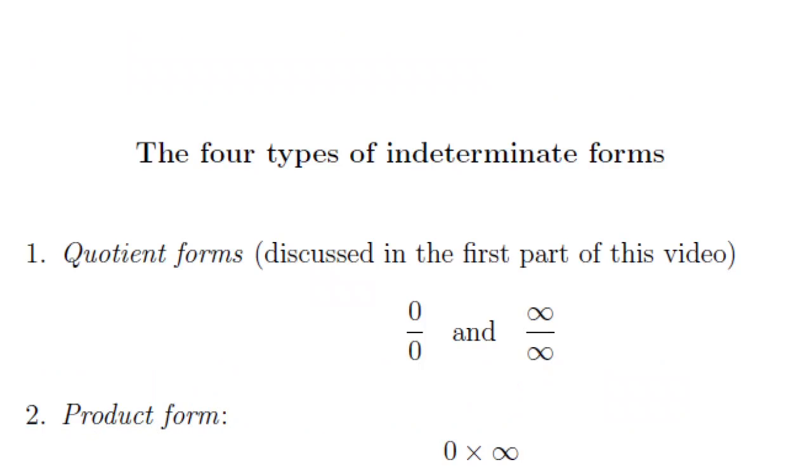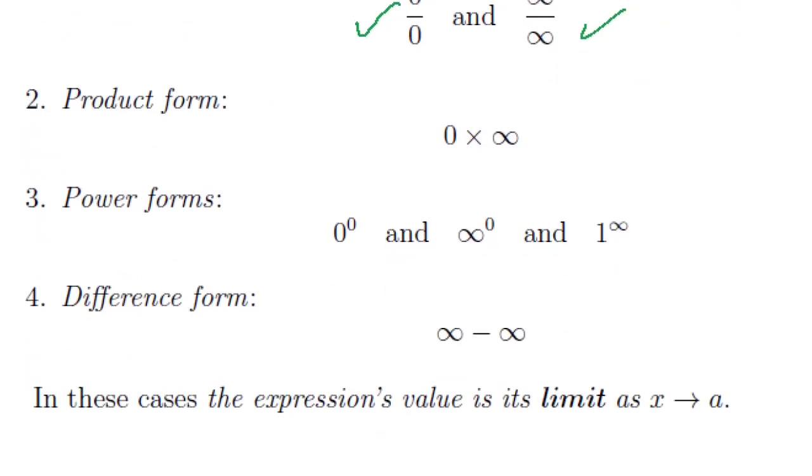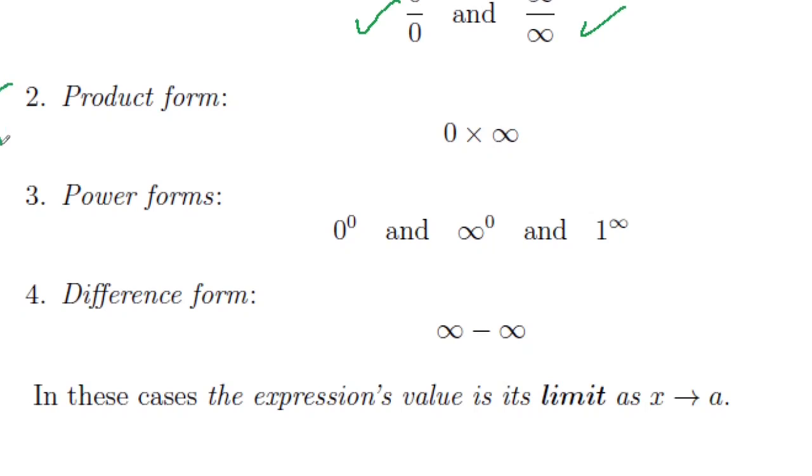This is the second half of a two-part video on indeterminate forms and L'Hopital's rule. In the first part, we discussed quotient forms, 0 over 0 and infinity over infinity. In this video, we talk about the remaining indeterminate forms, the product, power, and difference forms, and show how to calculate limits involving these forms by first converting them to one of the two quotient forms and then applying L'Hopital's rule to calculate the limit.